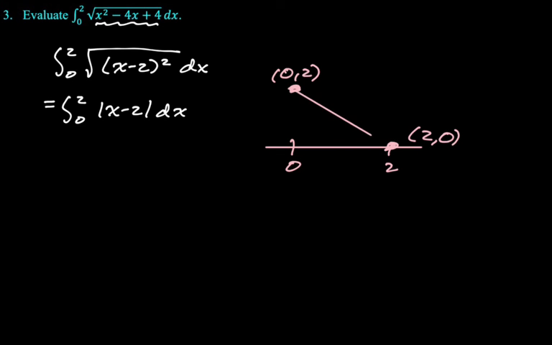So this is a triangle, and it's a triangle that has a base of 2 and a height of 2. So it's half of a square that has an area of 4. So our answer here will be 2, which means our definite integral is 2.